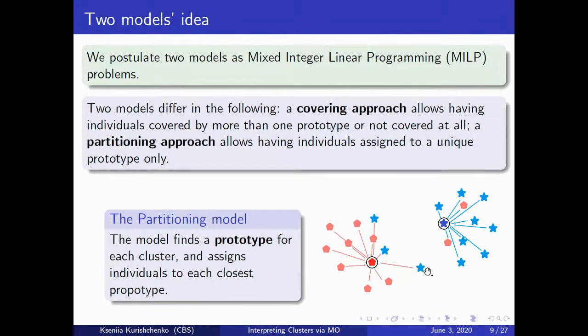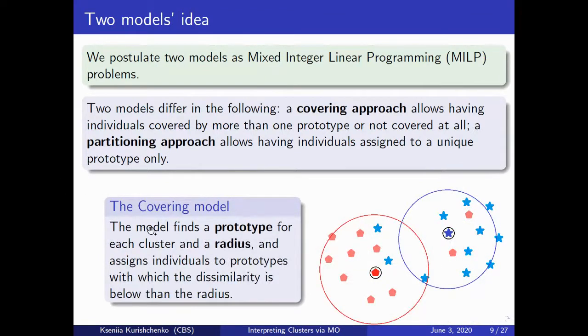So this guy in this picture was assigned to the prototype from the red cluster because the dissimilarity measure between the prototype of the blue cluster and that guy was larger than this dissimilarity measure. This assignment is unique, so you can't have assignment to two prototypes. The covering model finds a prototype for each cluster and the radius, and assigns individuals to a prototype with which the dissimilarity measure is below the radius. So it allows us to have, for example, individuals who are assigned to two prototypes, and also allows individuals who are not covered at all.